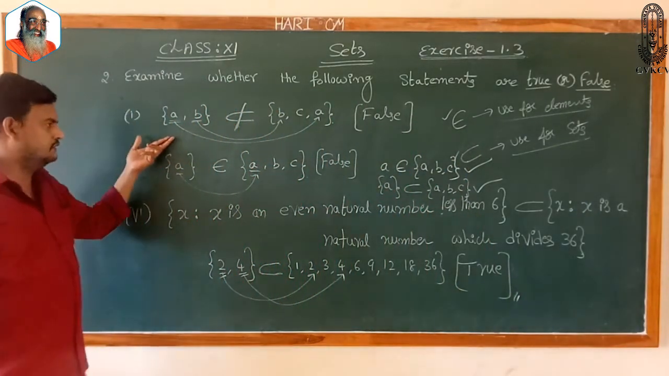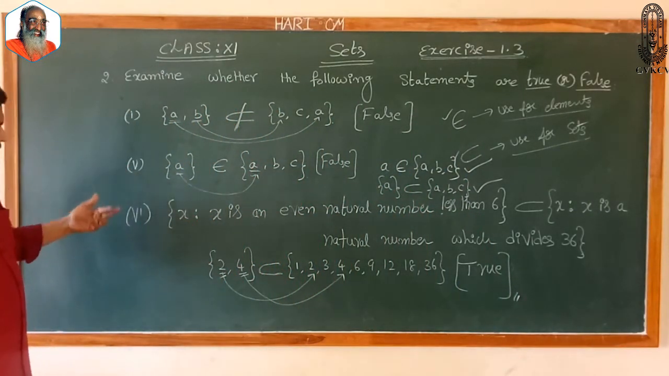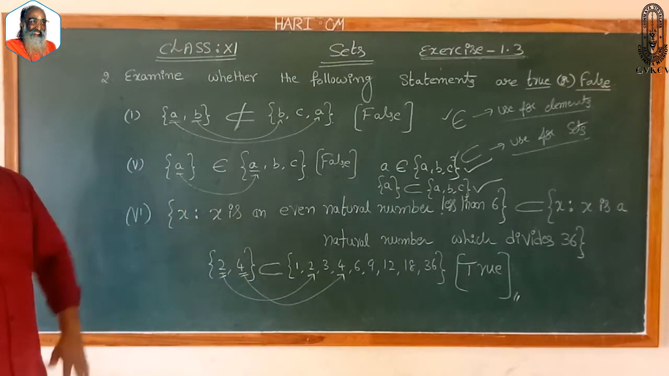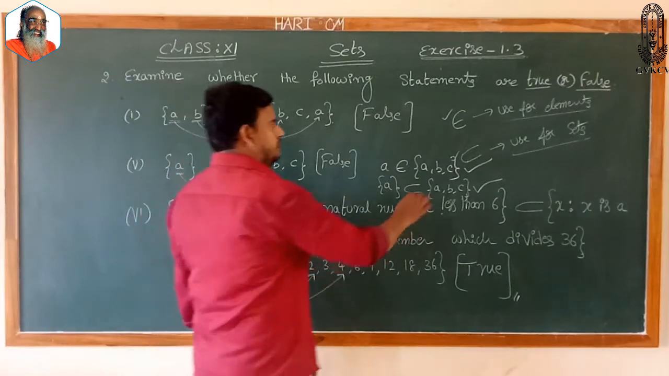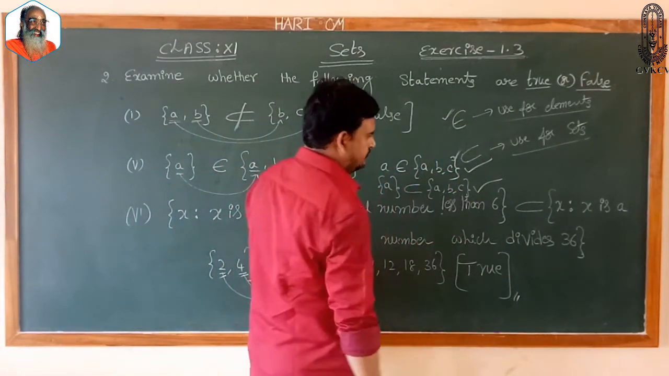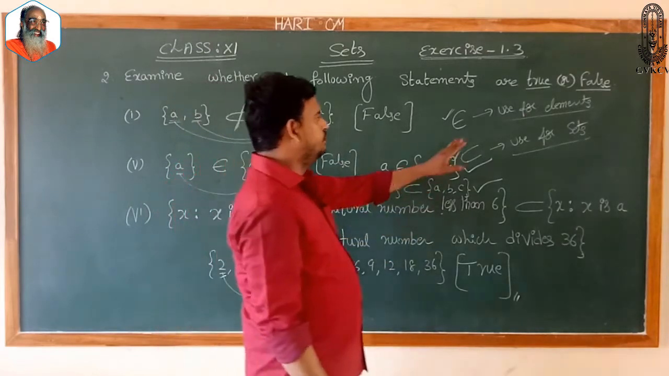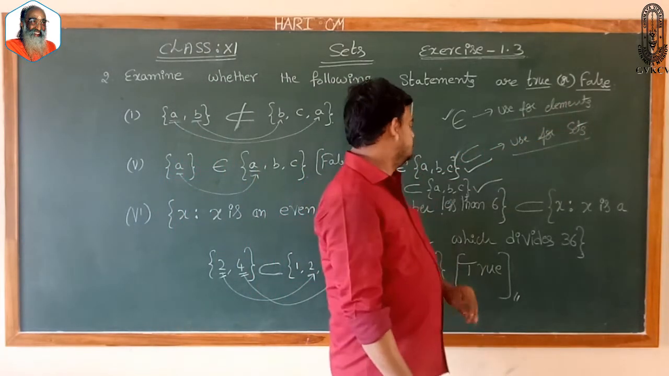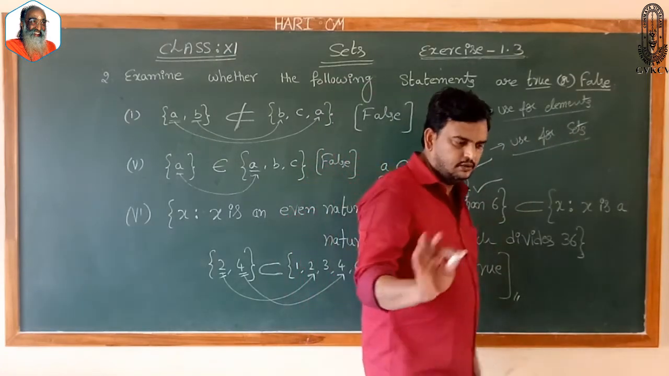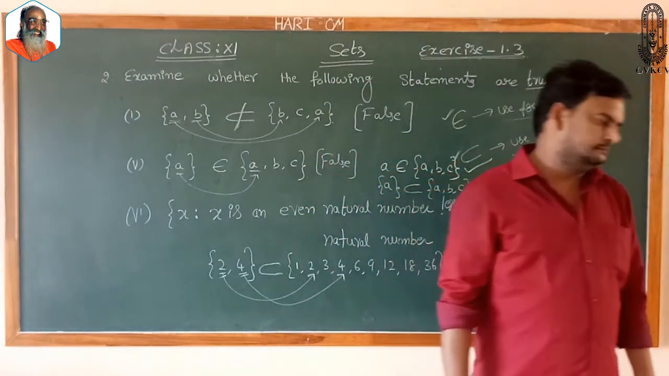The first one is false, the fifth one is false, the sixth one is true. You need to observe it and you have to know the difference between belongs to and subset also. The belongs to symbol we use only for elements. The subset symbol we use only for sets. That you have to remember properly.